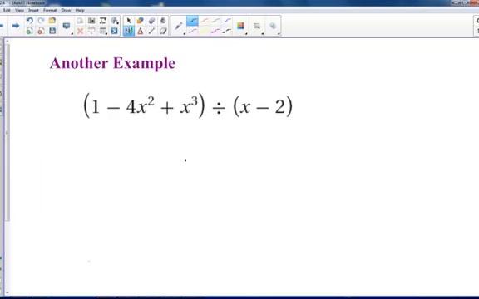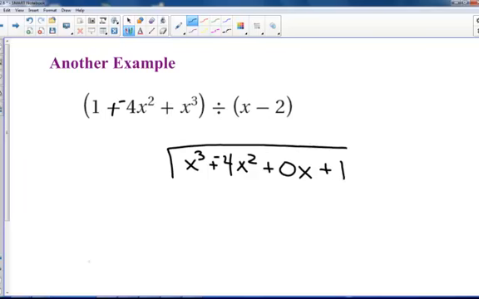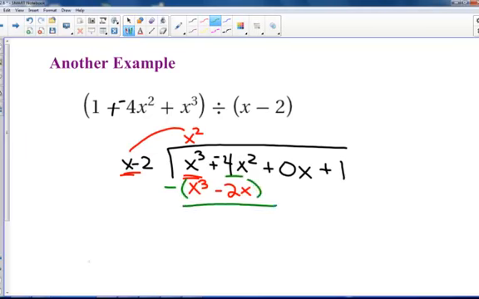Again, these need to be put in order. X cubed plus negative 4x squared. Don't be losing that negative. My placeholder of a 0x plus 1. Long divided by x minus 2. X times what is x cubed? That'd be x squared. That gives us x cubed minus 2x squared. Subtract the whole thing. Negative 4x squared minus negative 2x squared is a negative 2x squared. Bring down the 0x.